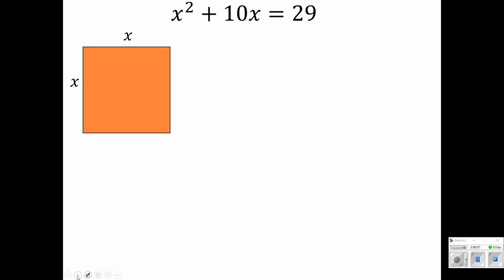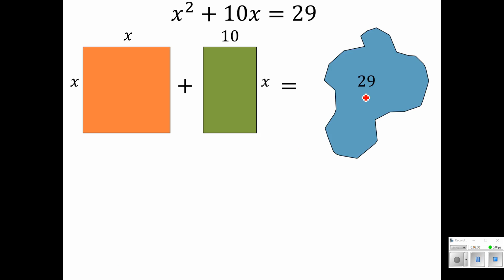When you think of something squared, hopefully you think of the area of a square. So here this orange area is x times x, or x squared. Then we're adding to that 10x, which we could think of as a rectangle with 10 times that same height of x. And we want that to equal some amount of area that is 29 units.